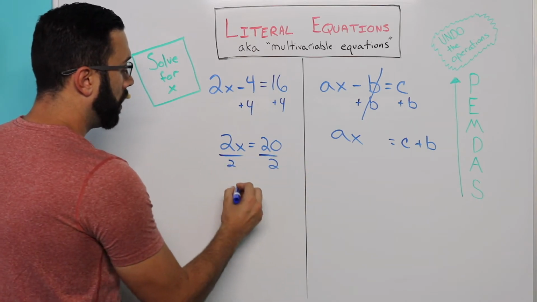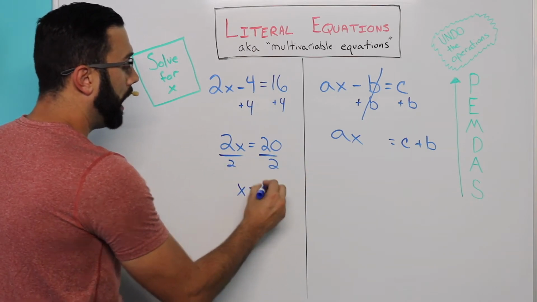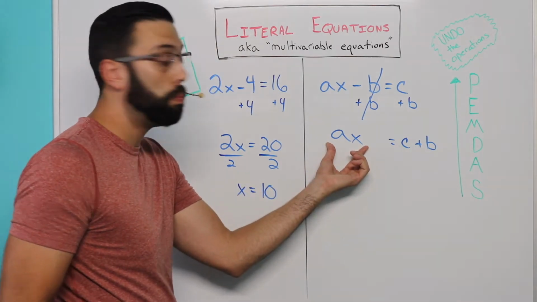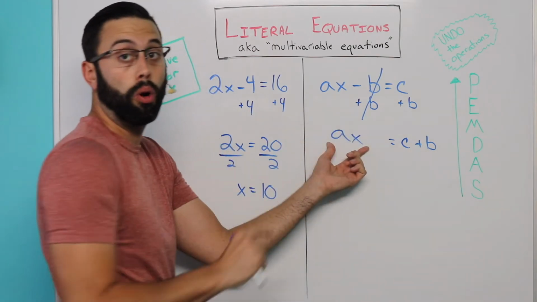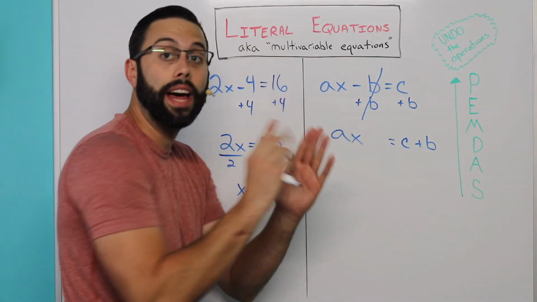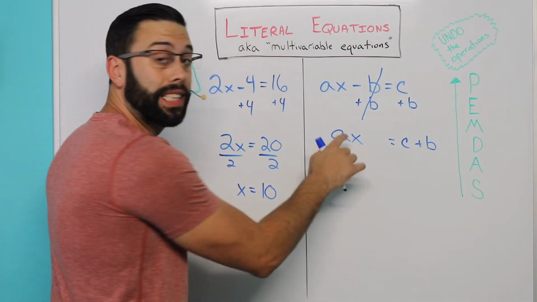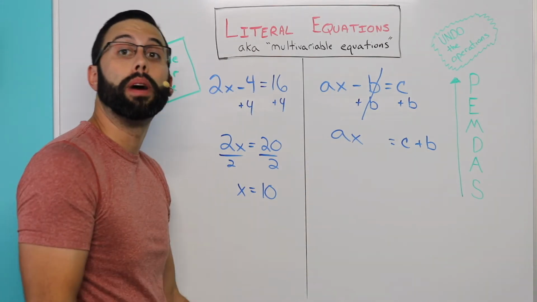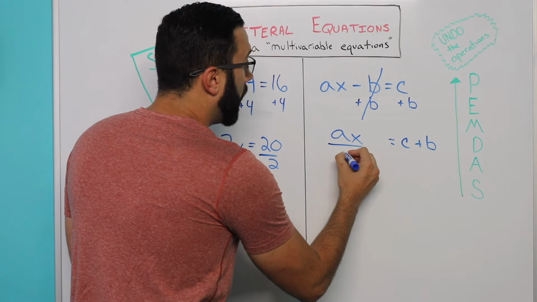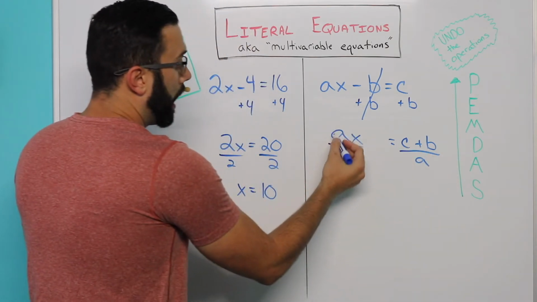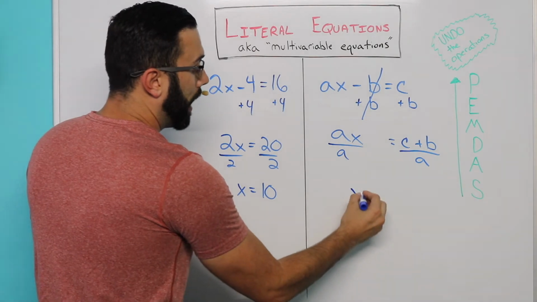Divide by 2 on both sides. I'm left with x equals 10. Well, the same thing over here. Is there any addition with the x? Nope. Division? Nope. ax together, again, is multiplication. So what's the opposite? If we want x alone, what's the opposite of multiplying by a? Dividing by a. And what I do to one side, I do to the other. a divided by a gives us 1. We're just left with x.